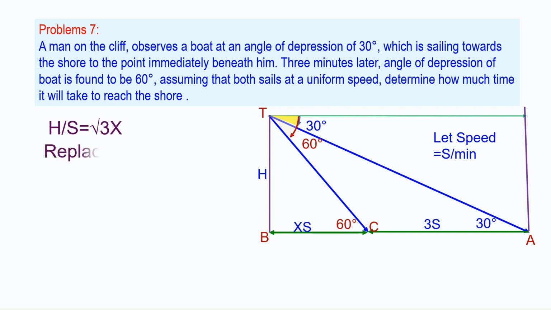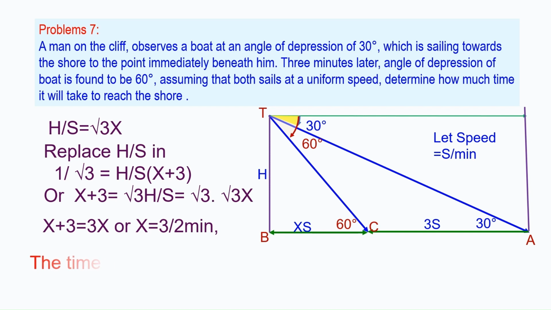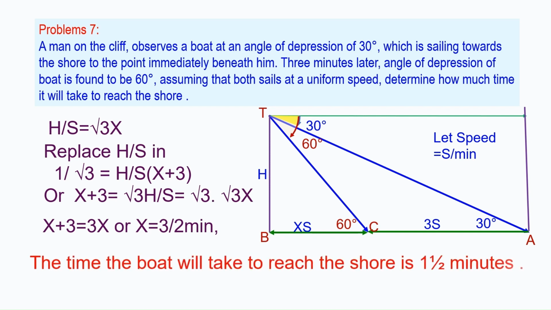Solving it further by replacing h divided by s in the equation 1 divided by under root 3 equals h divided by s times (x plus 3s), we get x equals 3 divided by 2. Therefore, the time the boat will take to reach the shore is 1.5 minutes.